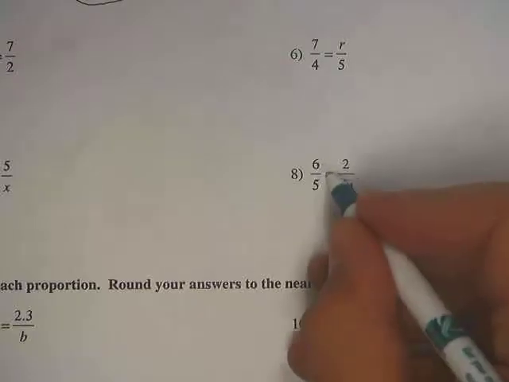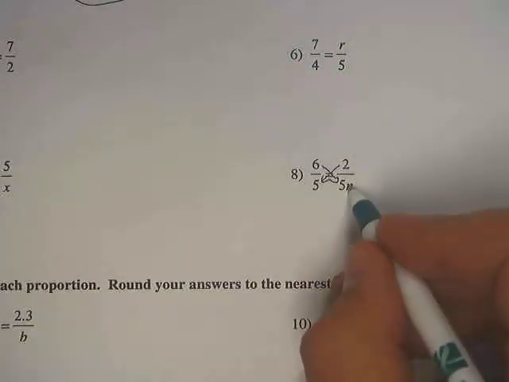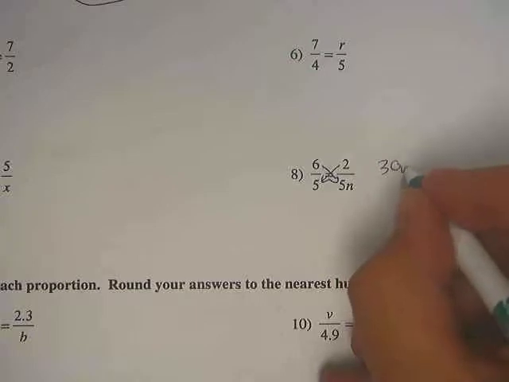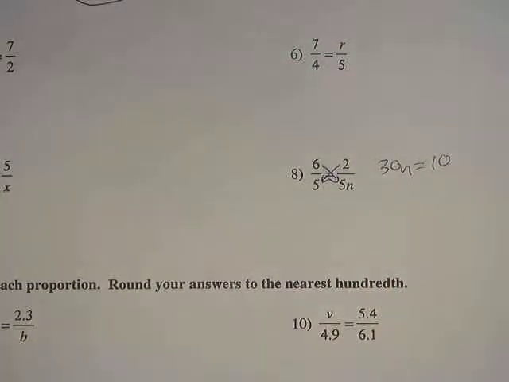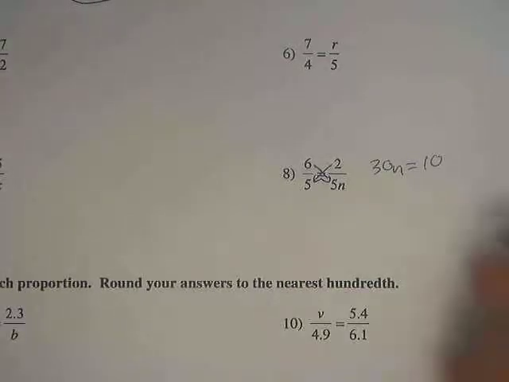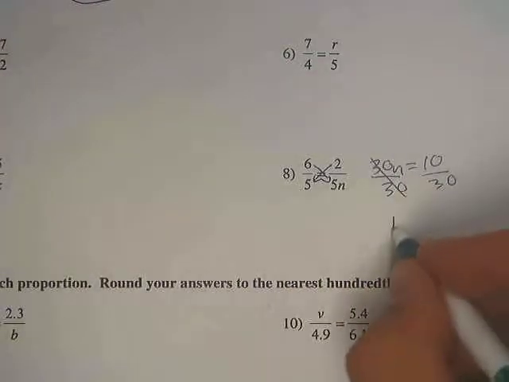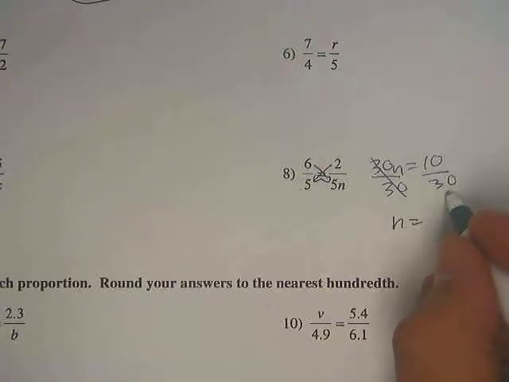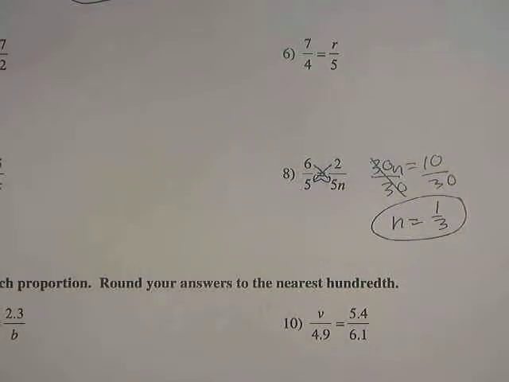Okay, I'm going to go down to number 8. 8's a little different. I'm going to cross multiply this. 6 times 5n is 30n. 2 times 5 is 10. So you have 30 times n equals 10. Divide by 30. N equals 10/30, which is the same as 1/3.